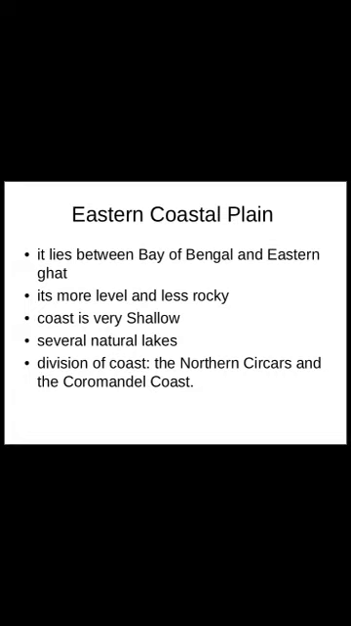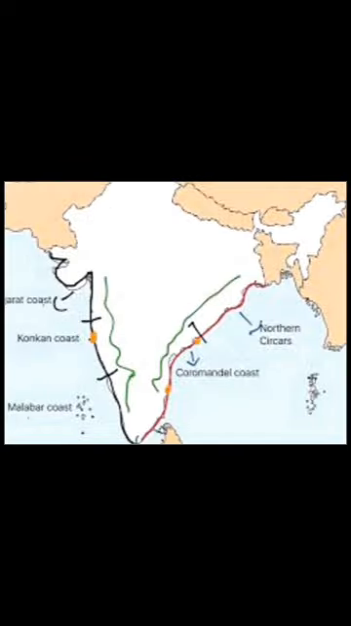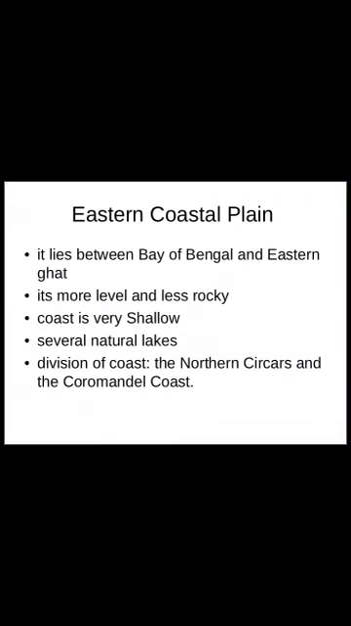Like the Western Coastal Plain, the Eastern Coastal Plain is also divided into two parts: the Northern Sarkars and the Coromandel Coast. Look at the map again. Northern Sarkars is from the north of Andhra Pradesh till Orissa. And from Tamil Nadu till Andhra Pradesh, that coastal plain is known as the Coromandel Coast or Coromandel Coastal Plain. So remember, the Northern Sarkars and the Coromandel Coast are the two divisions of the Eastern Coastal Plain.